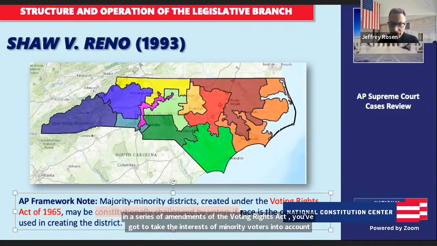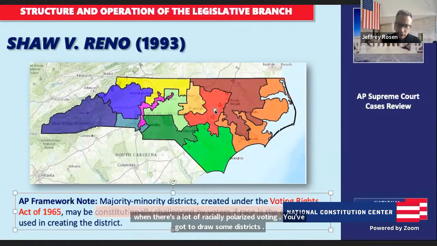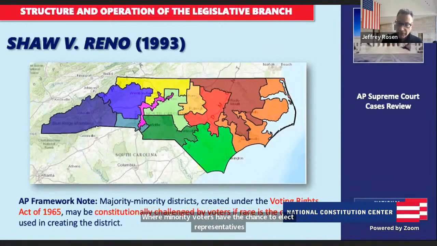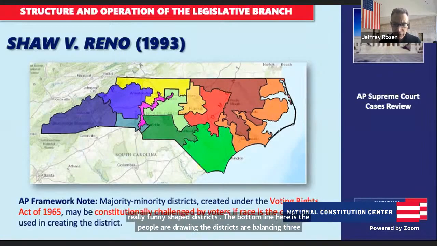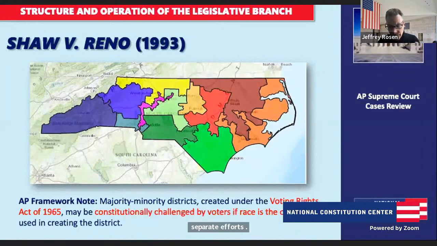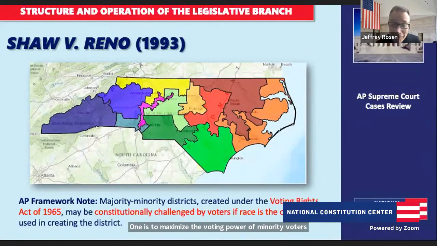The bottom line here is the people who are drawing the districts are balancing 3 separate efforts. One is to maximize the voting power of minority voters, as Congress said they had to do. The second is to try to create districts that don't look too funny, where basically people live roughly next to each other. And the third is to protect incumbents. What do you think that the people who are drawing voting districts want to do? They want to guarantee their own seats.